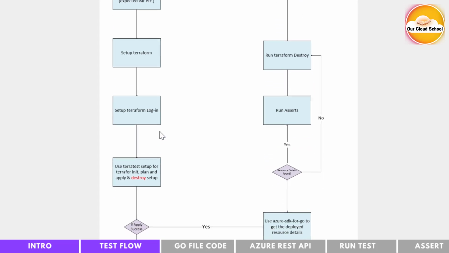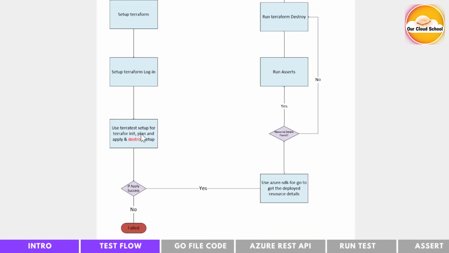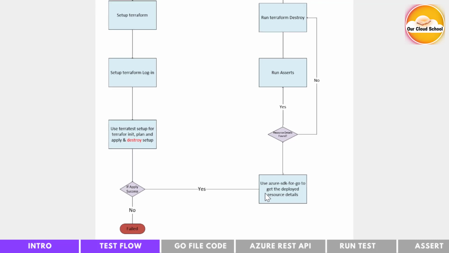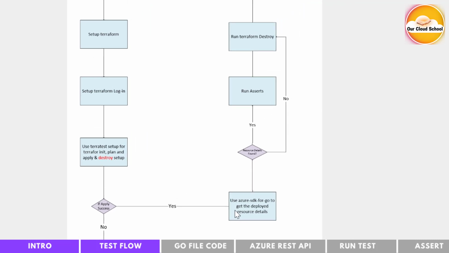Once these two methods are there, like I said, you are going to have the initialize, plan, and apply steps running, and after it runs, you check whether the Terraform apply has succeeded or not. If it has not succeeded, your test case is going to be marked as failed. If it has succeeded, then your code is going to call the Azure REST API get by ID, which gets a resource by resource ID.